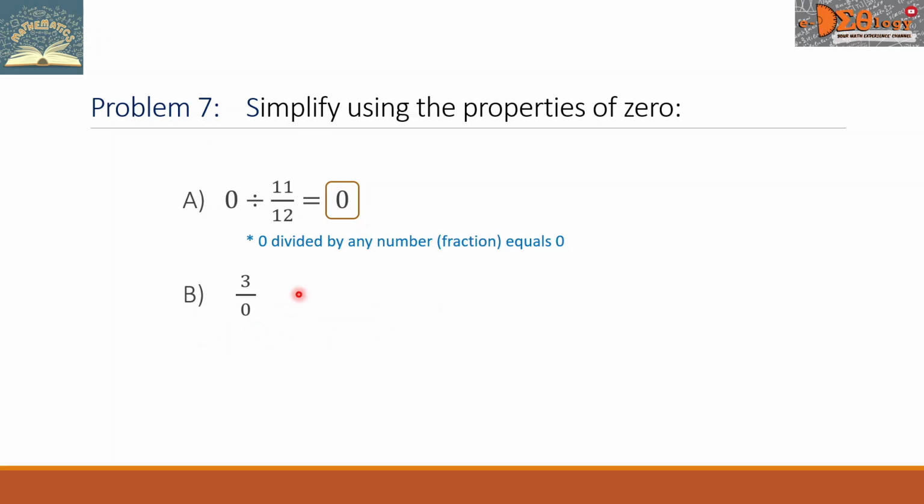Expression B, 3 over 0, or we say 3 divided by 0. In a fraction, the denominator cannot be equal to 0. There is a rule that division by 0 is not allowed. So that means for this, the answer is undefined.